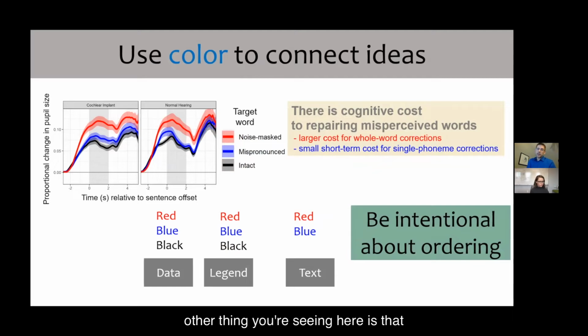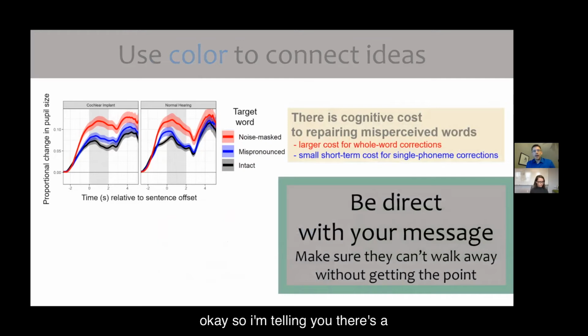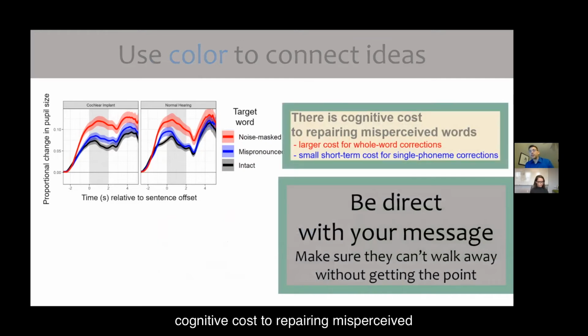The other thing you're seeing here is that I'm being very direct in interpreting the data for you. Okay, so I'm telling you, there's a cognitive cost to repairing misperceived words, right? There's no way that you'll miss that point because it's huge, right? I'm directly telling you, here's what the interpretation of that data plot is.